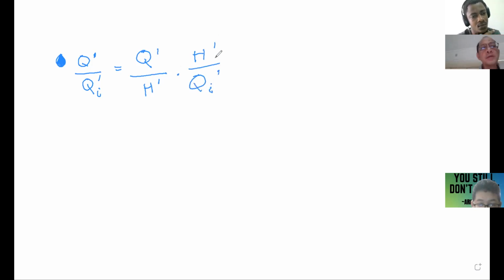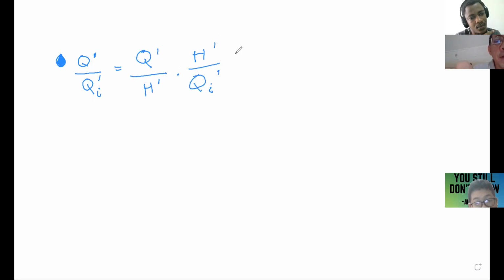If I want to find the transfer function between Q prime over Qi prime, this will be equal to Q prime over H prime times H prime over Qi prime. Do you agree? Yes, sir.